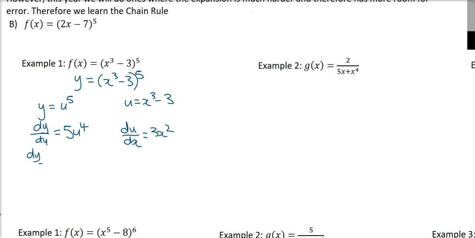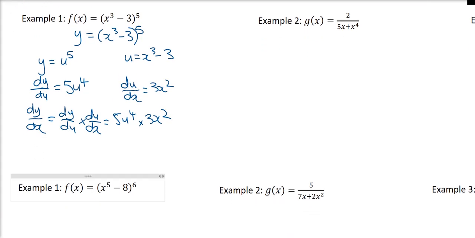So dy by dx, which is dy by du times by du by dx, is equal to 5 lots of u to the power of 4 times by 3x squared. Happy with that? Is that my answer? What do I do? Chuck in u. And I could probably put this 3 and the 5 together as well. So I could make that 15x squared, x cubed minus 3 to the power of 4. Okay?